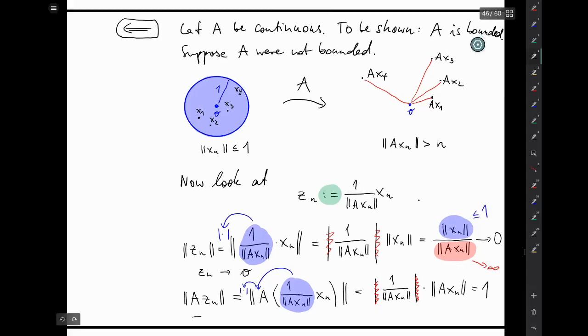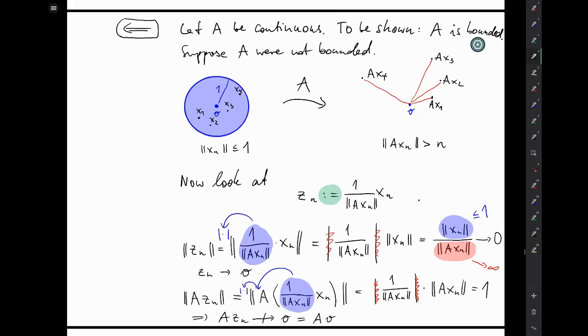But now from this we can conclude that the sequence Azn is certainly not going to the 0 vector, because its norm is not going to 0, it's just remaining at 1. But 0 would have been the image of the 0 vector under A, and hence the operator A cannot be continuous.